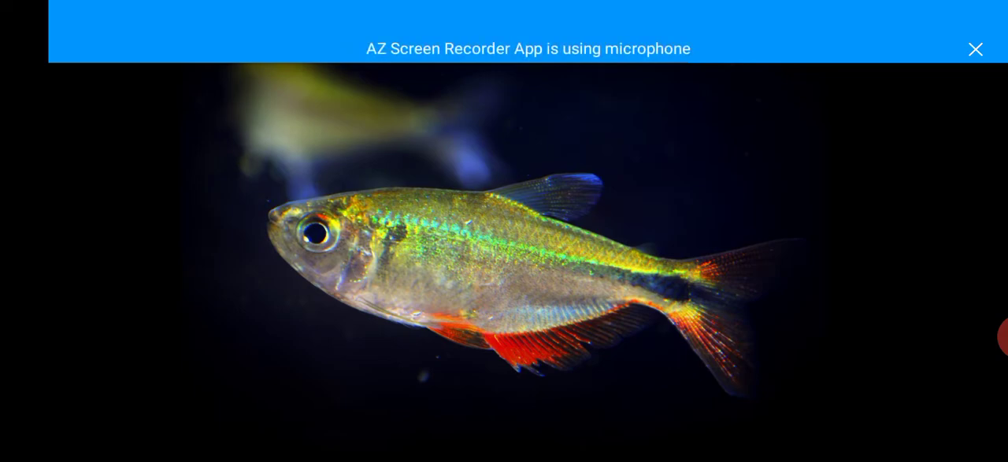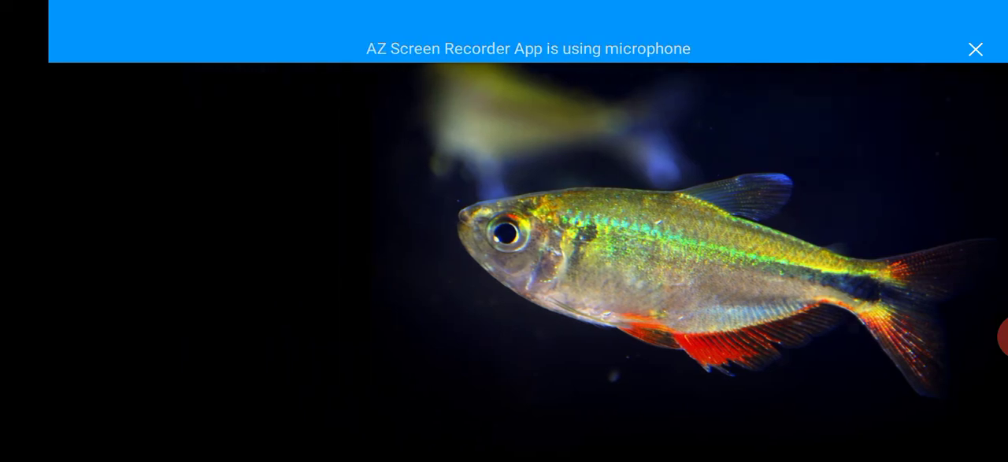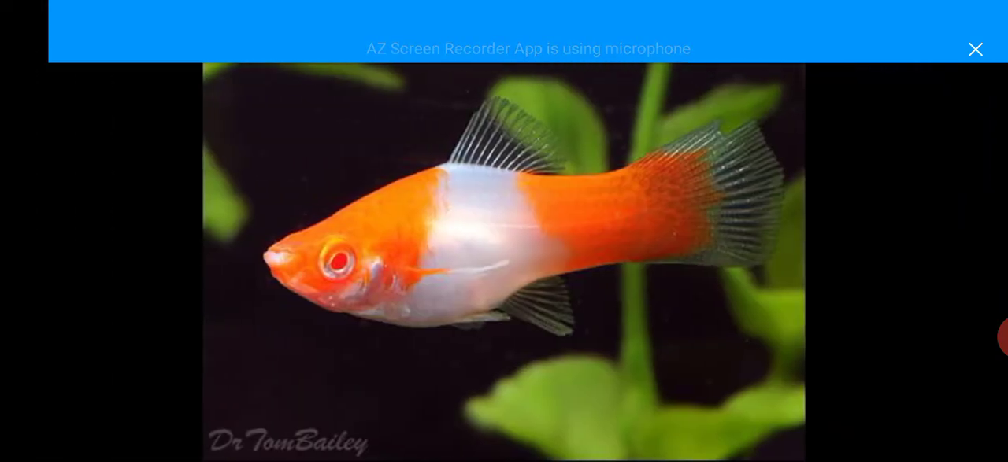So, tetra: this is one of the fish that live in fresh water, in ponds, lakes, and rivers. You will find the tetra fish. Tetra fish live in fresh water, which contains less salt than seawater. Also, swordtail. The swordtail fish live in fresh water.